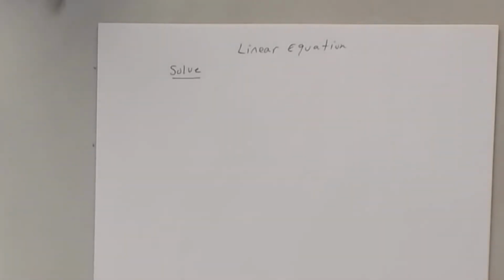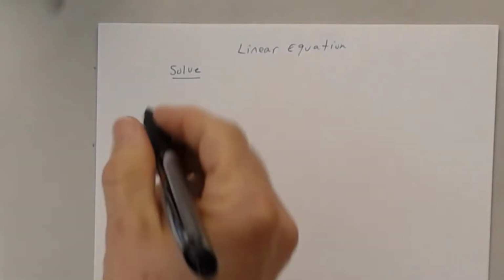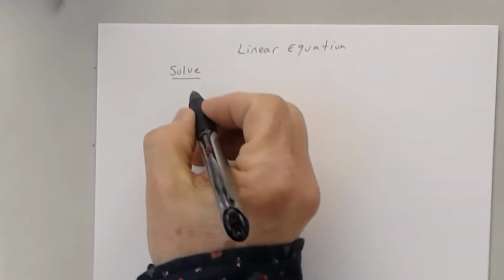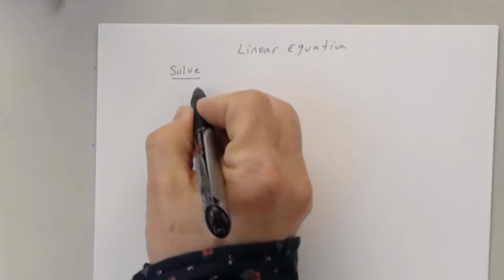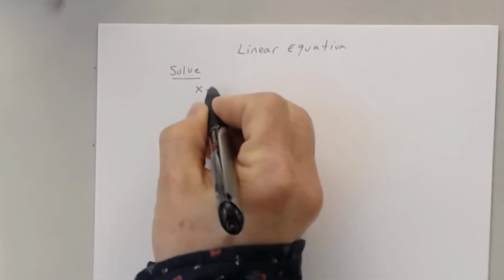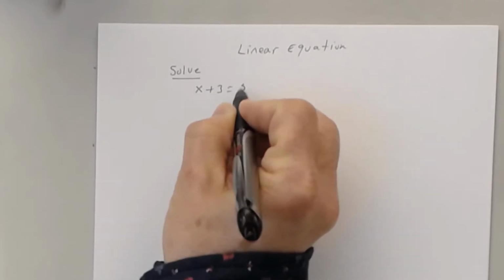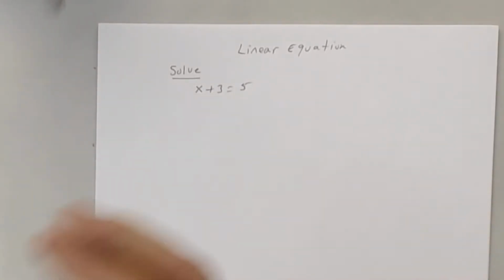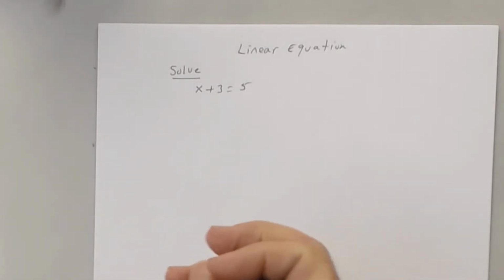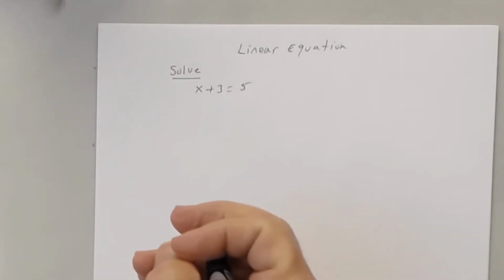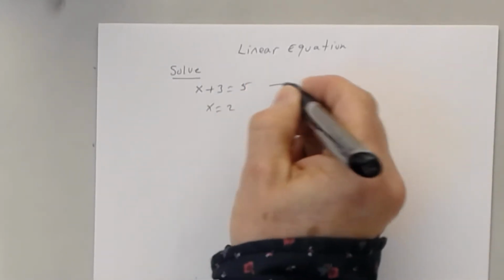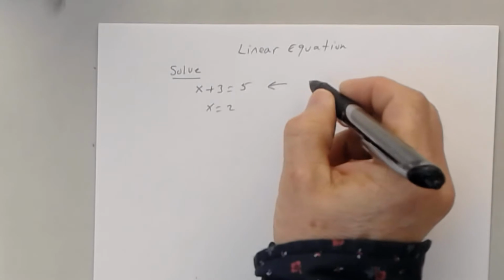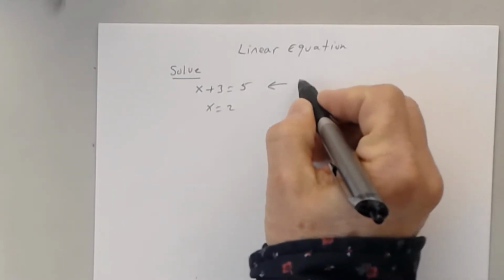Okay, so if we went back, I'm going to put a simple problem up here where you can look at it and tell what the answer is. If I asked you to solve this linear equation, let's say it was x plus 3 equals 5, you can easily look at this and tell me what the solution is. It's x equals 2, right? So this linear equation had how many solutions? Just one. So this has one solution.